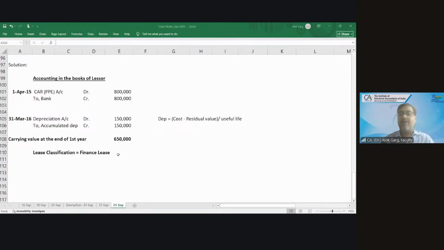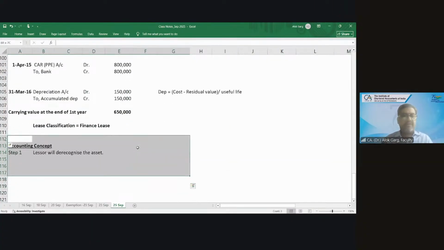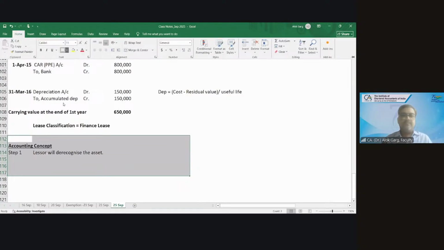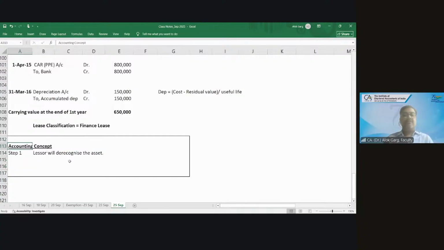So step number 1. What is the accounting concept? Step 1: Lessor will de-recognize the asset. Which asset? Like PPE. Lessor will de-recognize the asset. Okay, so let me cover it in the box. Yeah. Lessor will de-recognize the asset.